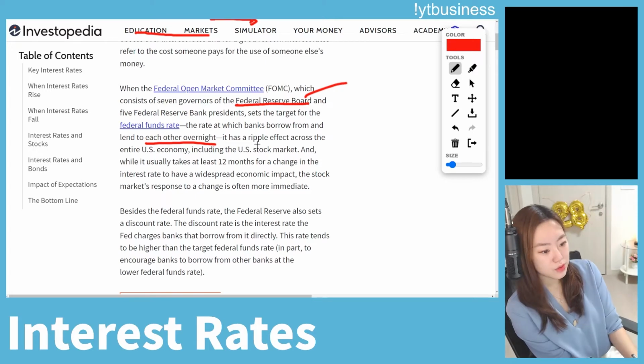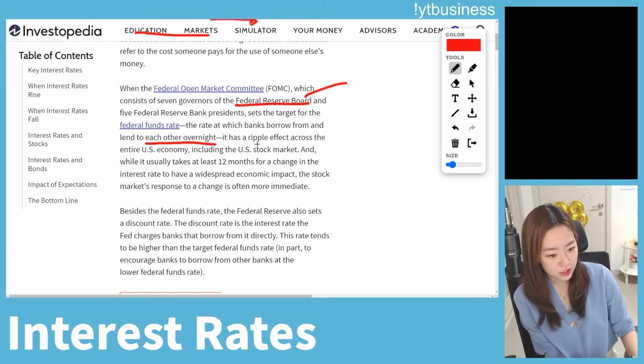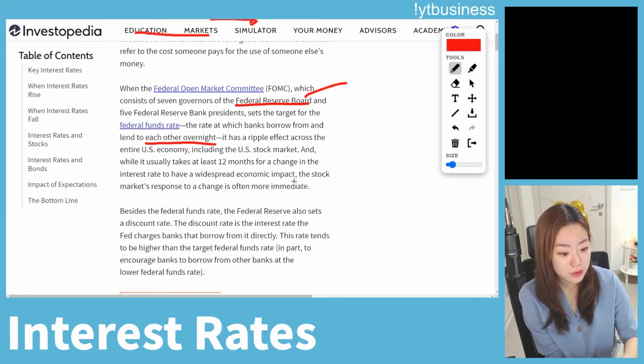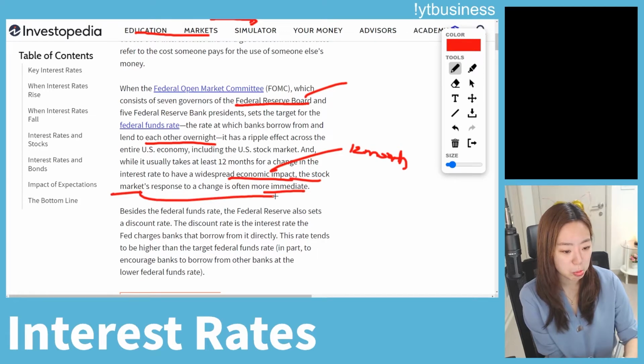And while it usually takes at least 12 months for a change in the interest rate to have a widespread economic impact, the stock market's response to a change is often more immediate. So in terms of economic impact, it could take at least 12 months. But for the stock market, it goes right away.